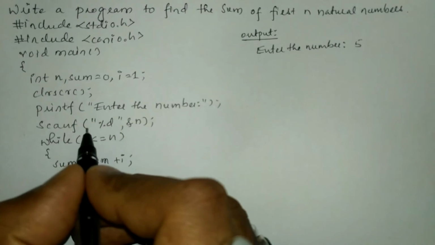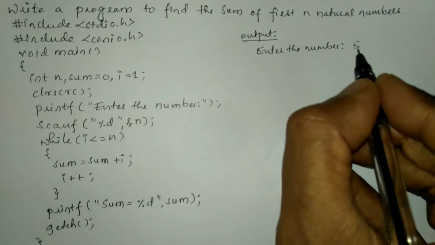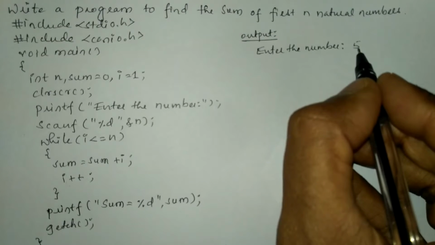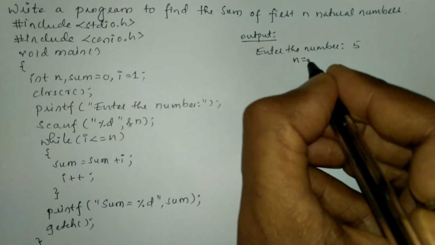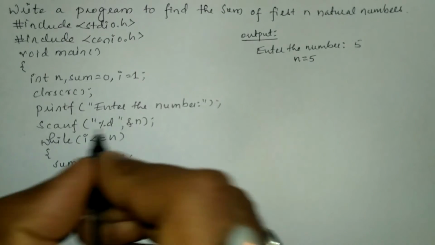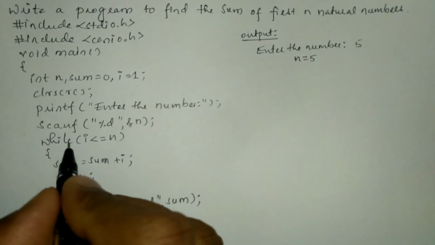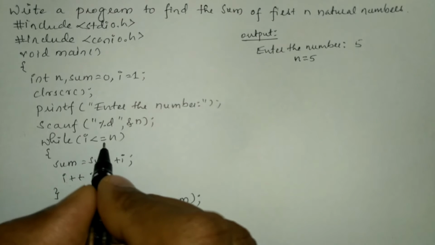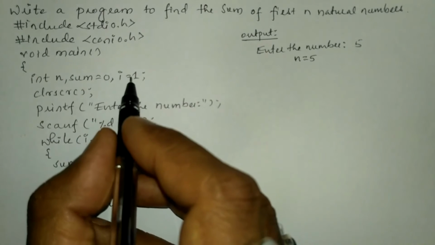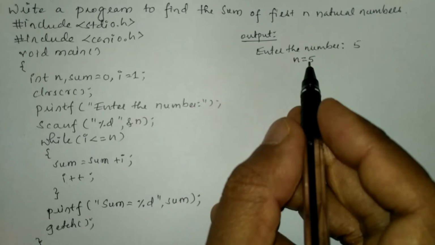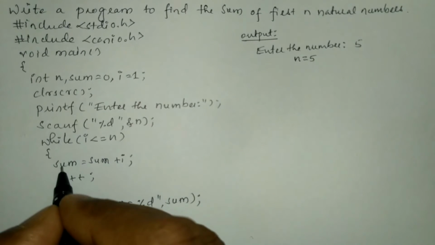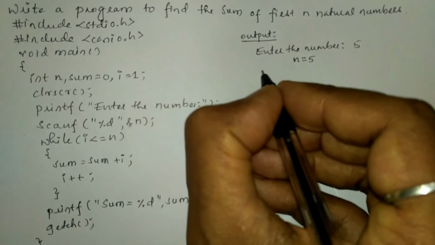Next, whatever the number that I'm going to type, it will be stored in n. Right now I have typed 5. So that will be stored in the variable n using this scanf statement. Now we are going to check whether the value of i is less than or equal to n or not. i value for the first time is 1. 1 is less than or equal to 5. Yes, so it is true. Then both of these two statements will be executed.